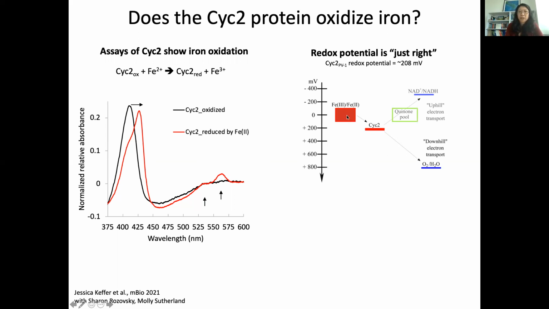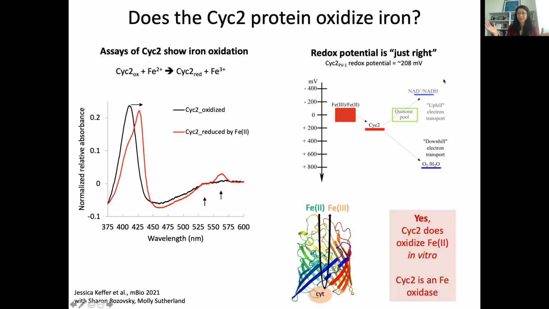In order to conduct downhill electron transfer, the redox potential has to be below this, which it is. The redox potential is about 200. But it can't be too low because these organisms are autotrophs and they must conduct reverse electron transfer in order to make reducing equivalents for biosynthesis, in particular, the fixation of carbon, right? And so I say that this redox potential is just right. It is below iron 2, iron 3, but is not so low that this is a difficult task, because this requires energy. And so we finally show that this cytochrome, CYC2, actually oxidizes iron. And so we can much more confidently say that it is an iron oxidase.